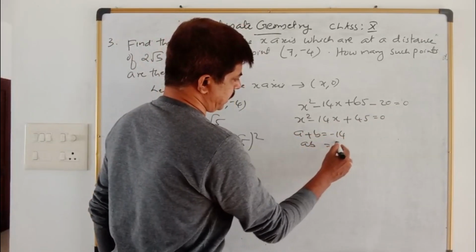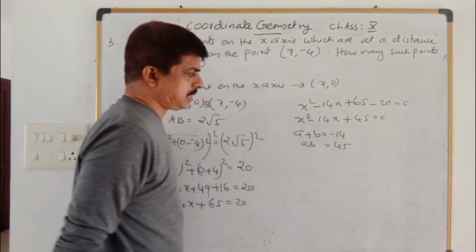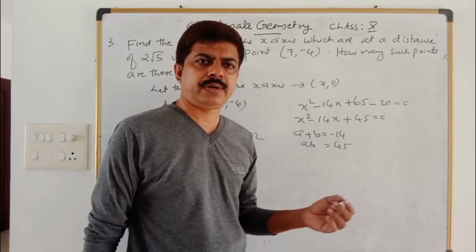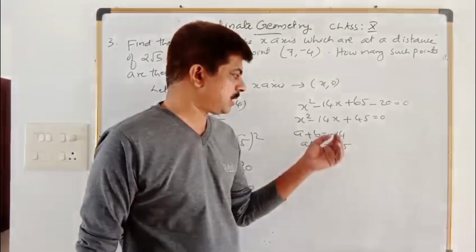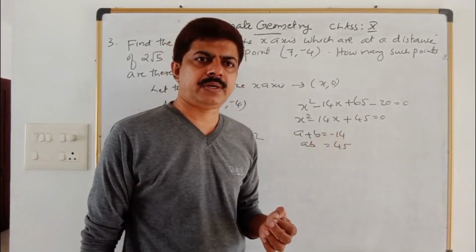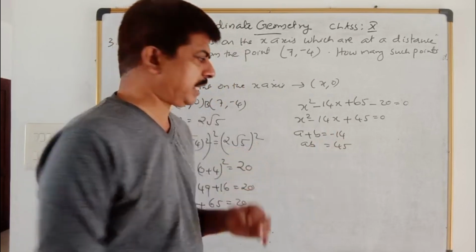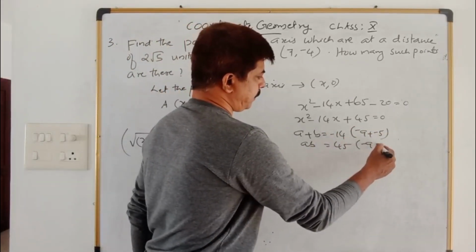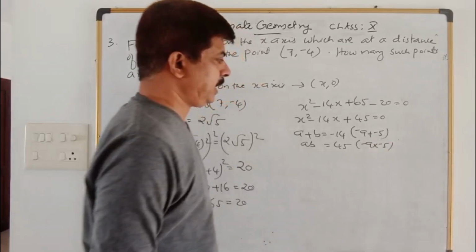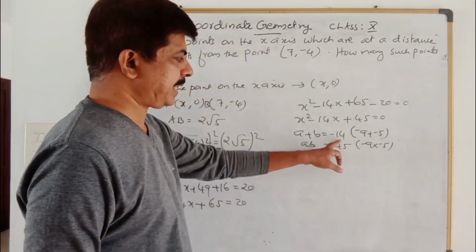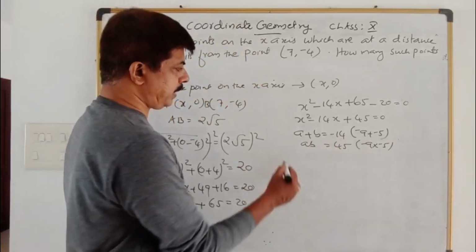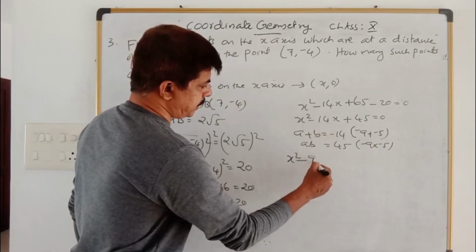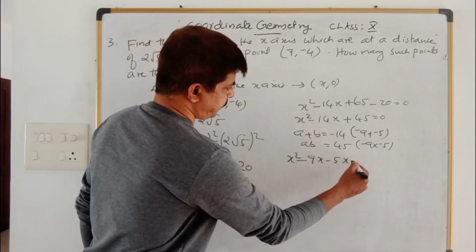Product we are supposed to get 45. So think of two numbers whose sum is negative 14 and product is 45. Can you say two numbers whose sum is negative 14 and product is 45? The numbers are negative 9 and negative 5. This pair only will give us sum negative 14 and the product 45. So once again we do the factorization method, splitting the middle term.